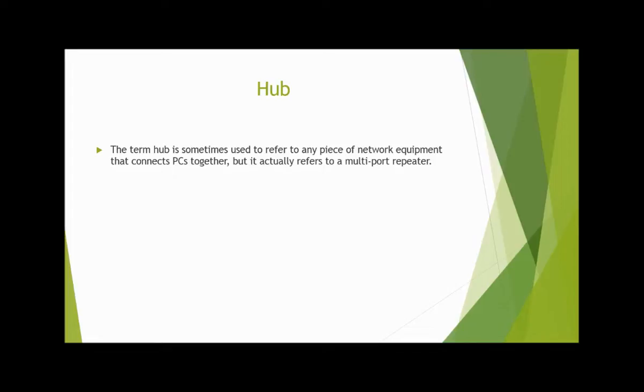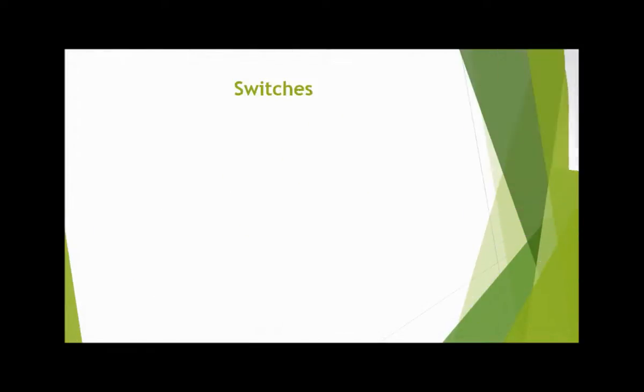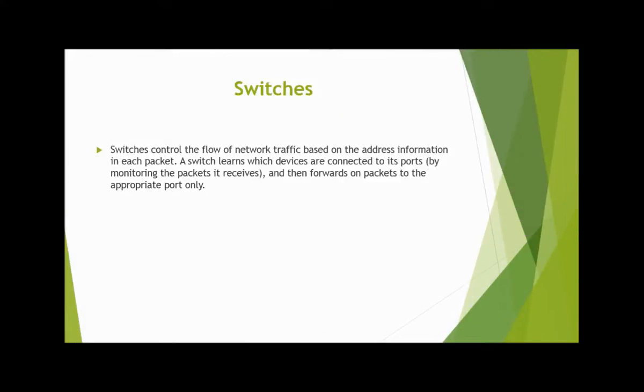The PC at which the packets are sent uses the address information in each packet to work out which packets are meant for them. In a small network, repeating is not a problem, but for a larger, more heavily used network, another piece of networking equipment, such as a switch, may be required to help reduce the amount of unnecessary traffic being generated. Switches. Switches control the flow of network traffic based on the address information in each packet.